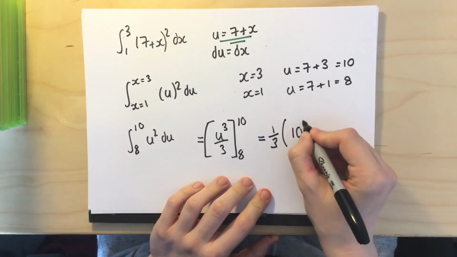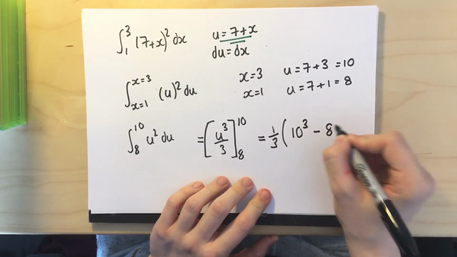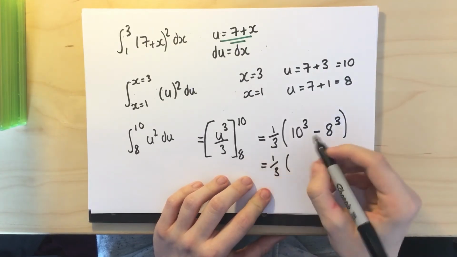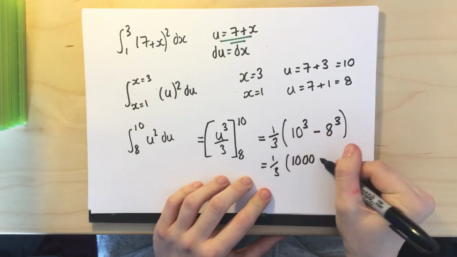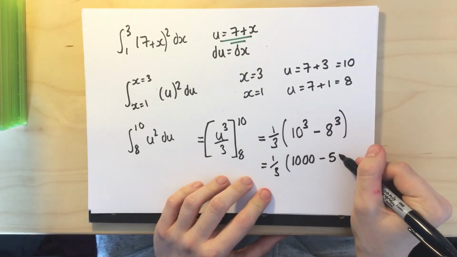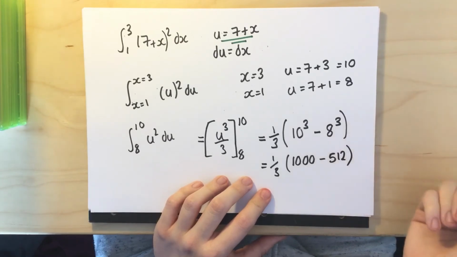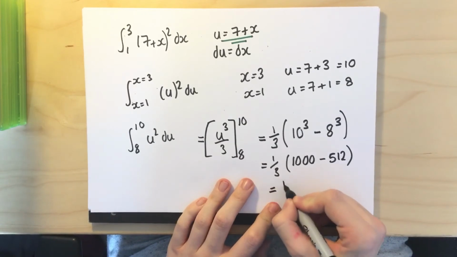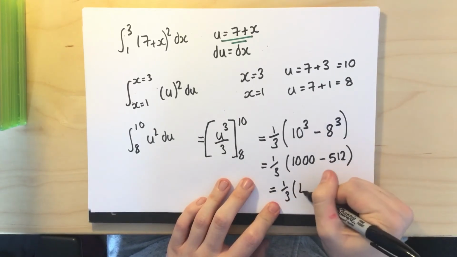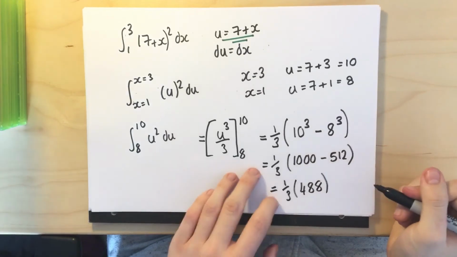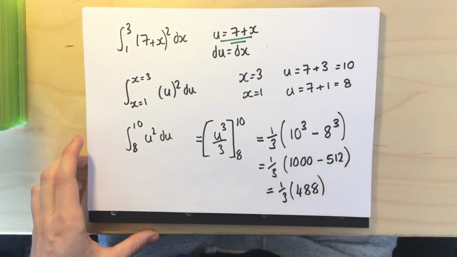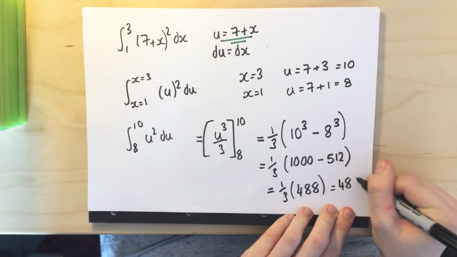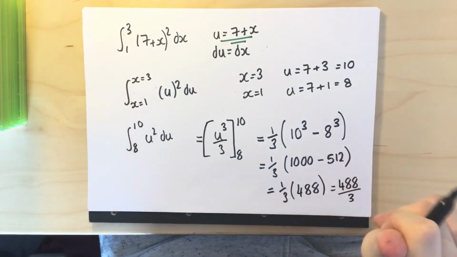So we'd have 10 cubed, then we're minusing our lower value or lower limit, and that is a third of 1,000 minus 512. 64 times 8 is 512. Then that'll be a third times 488. Now 488 can't be divided directly by 3, so it's just easy to leave that as the answer, 488 over 3.